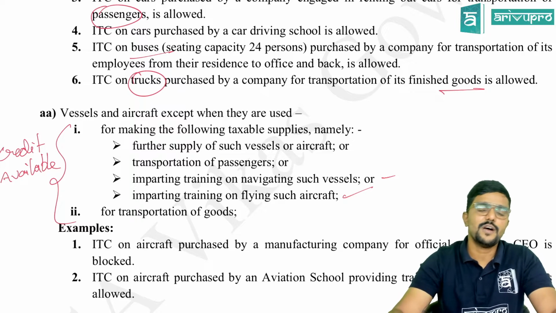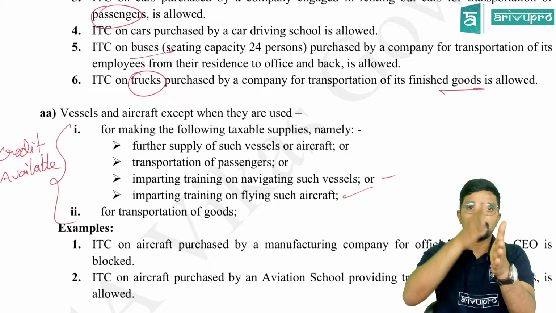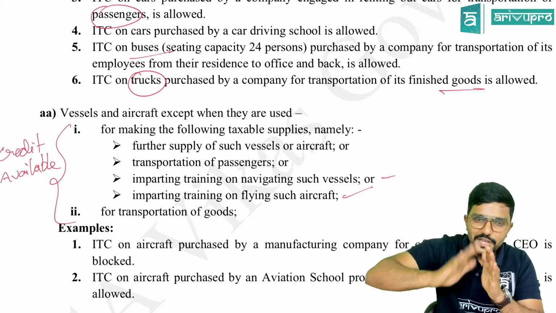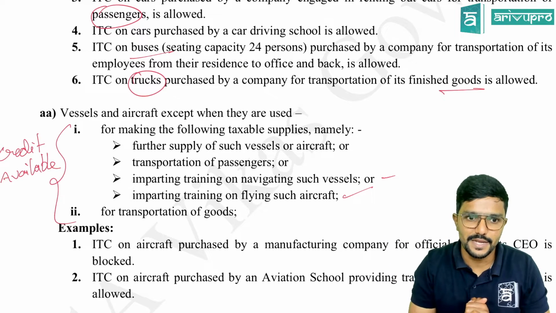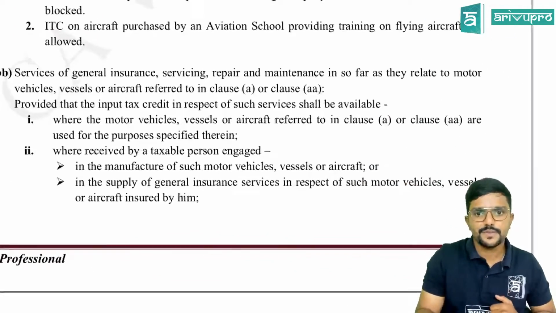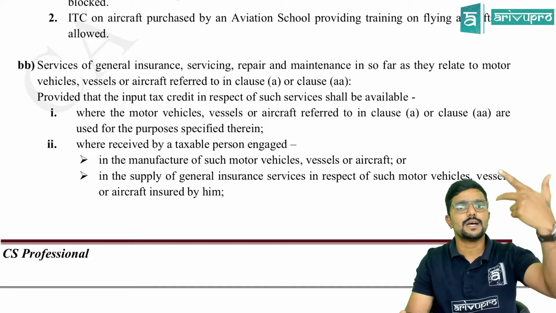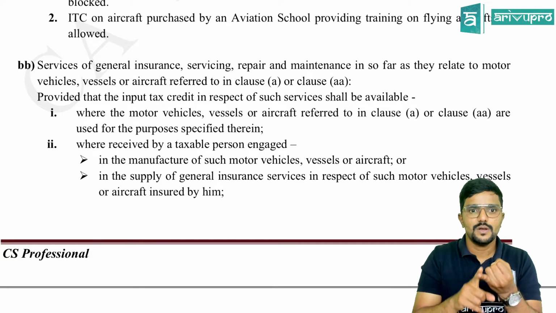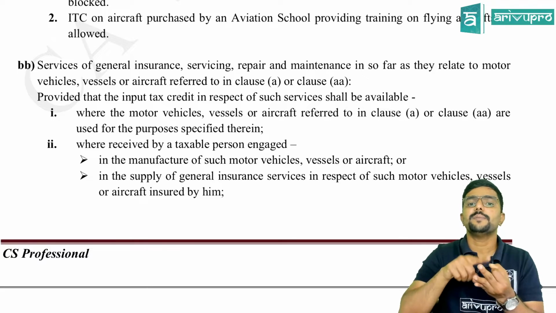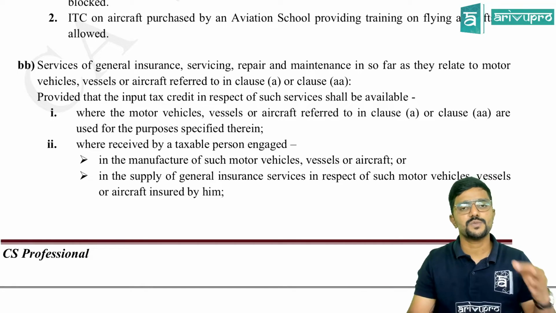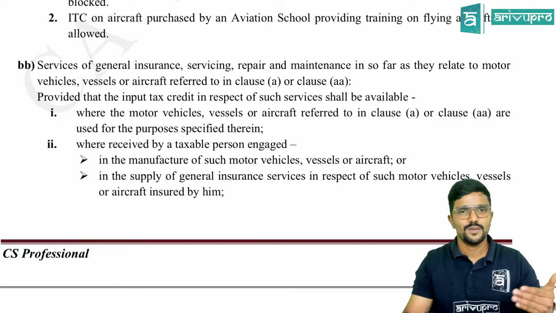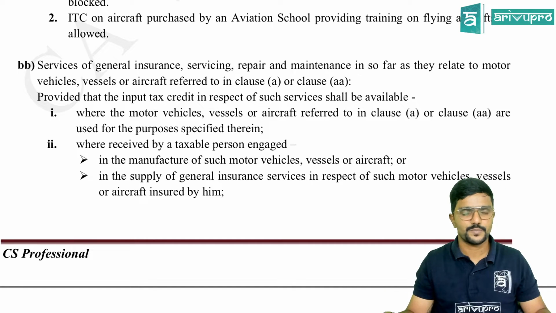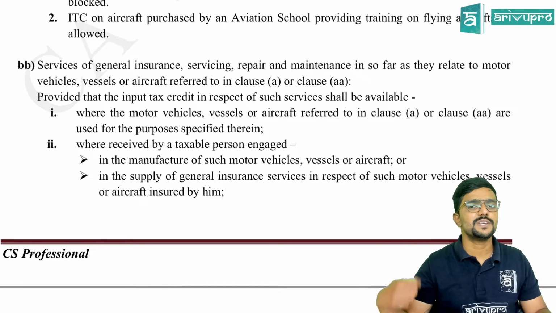Okay, yes, sir. So now you have understood clause A and AA talks about if you have purchased motor vehicle or if you have purchased vessels or aircraft, when you cannot claim credit or when you can claim credit, it is clearly given in clause A and AA. Okay. For the same three things, that is motor vehicle, vessels and aircraft, you have purchased it and you have taken some services, that is general insurance or servicing like repairs and all, or repairs and maintenance, any service including repairs and maintenance. Because normally when you have taken motor vehicle or vessels and all, you will insure it. So you would have taken some general insurance services. Or whenever required, you would have done some servicing or repair work on it.